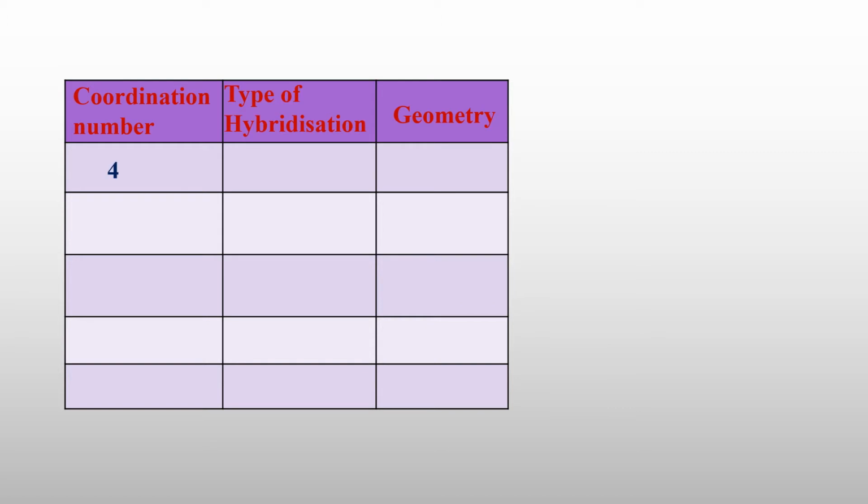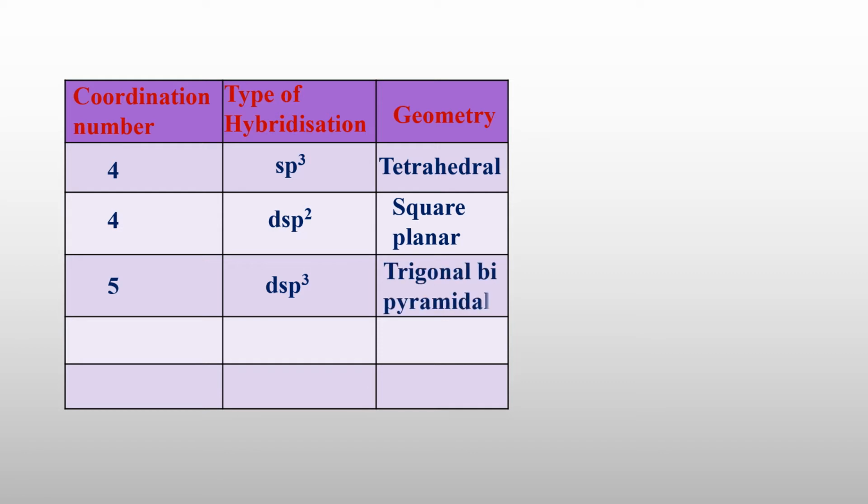Now see here, if the coordination number is 4, the type of hybridization will be sp3 and the geometry will be tetrahedral. One more possibility if the coordination number is 4 is dsp2, square planar. If the coordination number is 5, the hybridization is dsp3 and the geometry is trigonal bipyramidal. Coordination number 6 gives sp3d2, octahedral geometry.